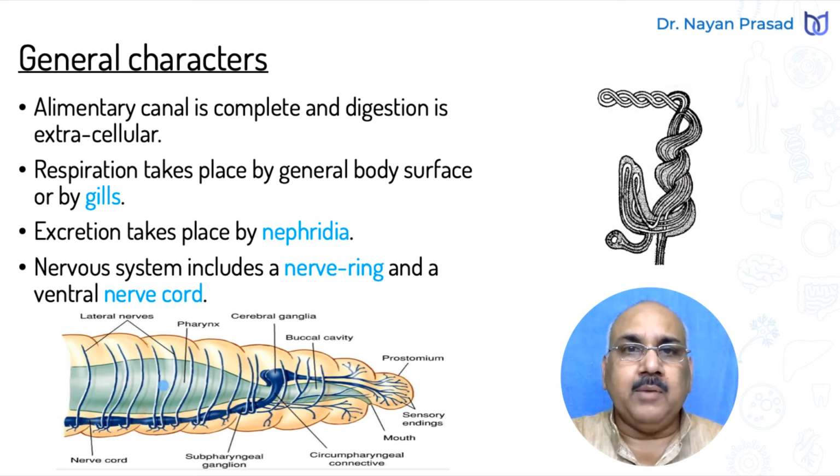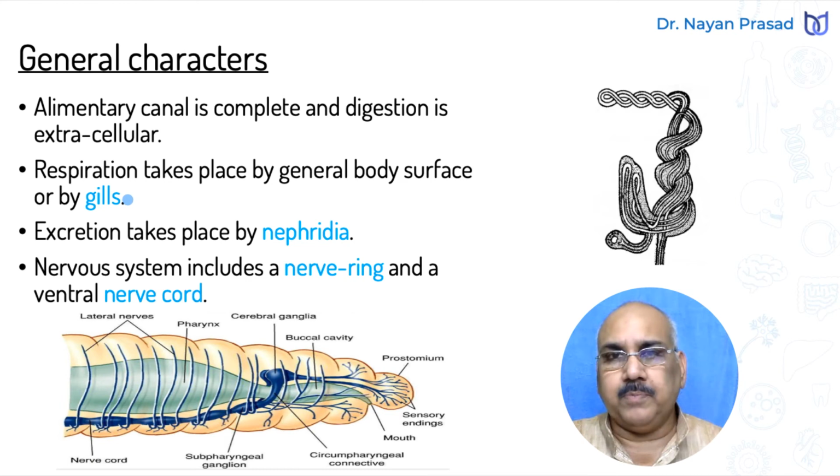When we talk about alimentary canal, in this group, alimentary canal is well developed. It is complete and digestion is extracellular, means outside the cell with the help of different enzymes. The gaseous exchange or respiration takes place by general body surface or by gills. General body surface means the outer covering of the body, the skin or integument. And in some members, gills are also found.